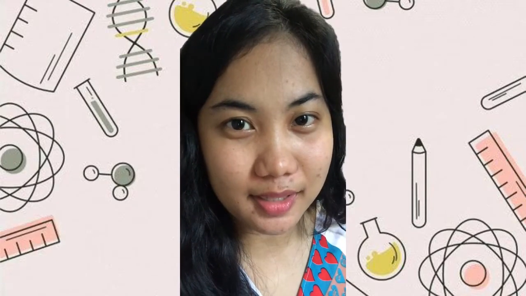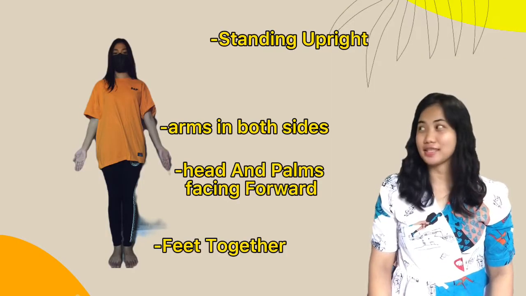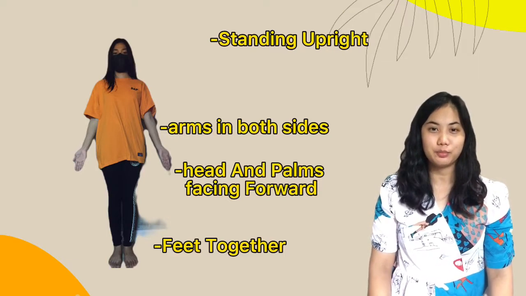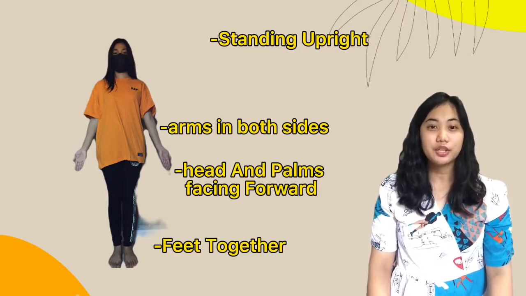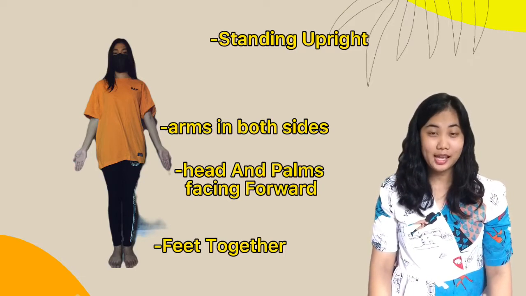So now I am going to show you the standard position. In anatomical position, you are standing upright, and your arms are at both sides of your body. Your head and your palms should be facing forward and your feet are together. So using this anatomical position or standard position, we can easily identify the body structures.